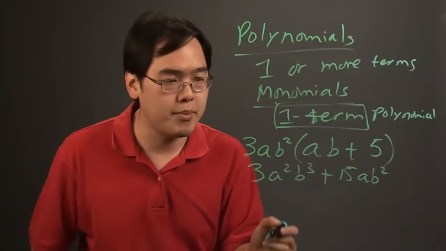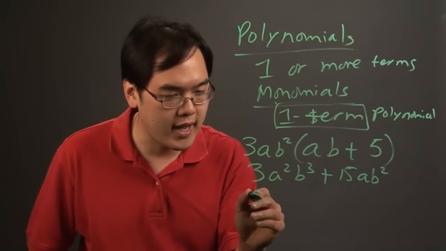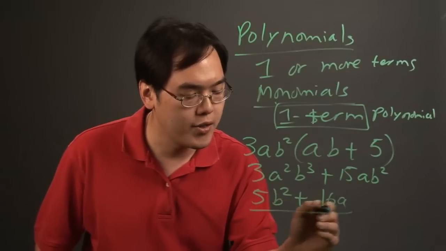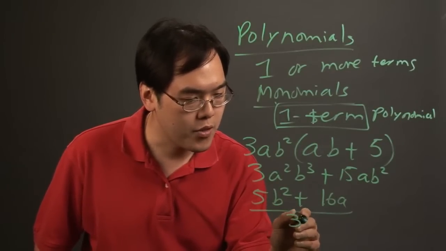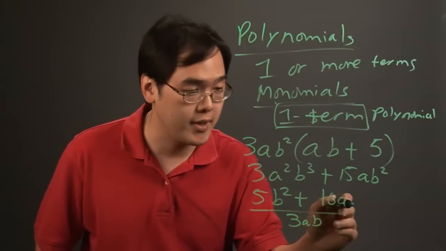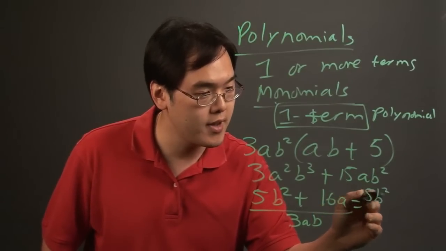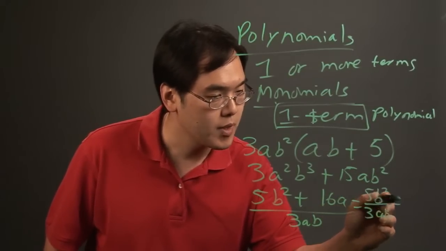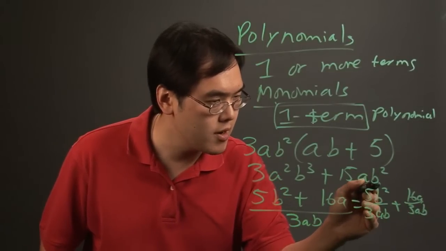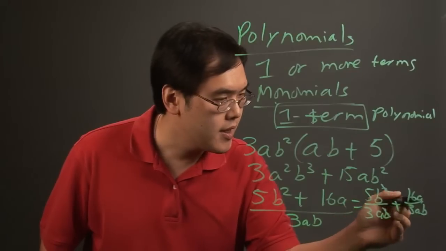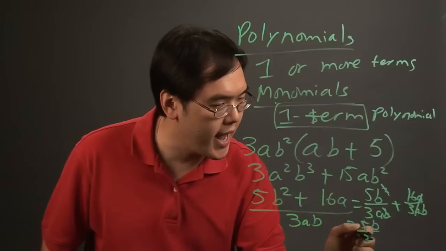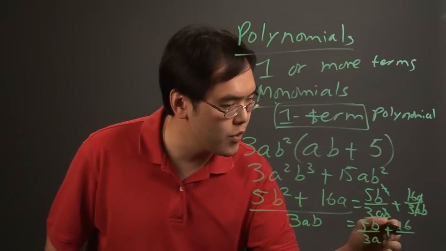Now, dividing is a little more complicated. If you have, let's just say, 5b squared plus 16a, all that over the monomial 3ab, what you can do is break it up into two separate terms because it's a monomial down here. So this will be 5b squared over 3ab plus 16a over 3ab. So if you do the cancellations here, the b squared and the b reduces, the a's cancel in the second term, so you're left with 5b over 3a plus 16 over 3b.